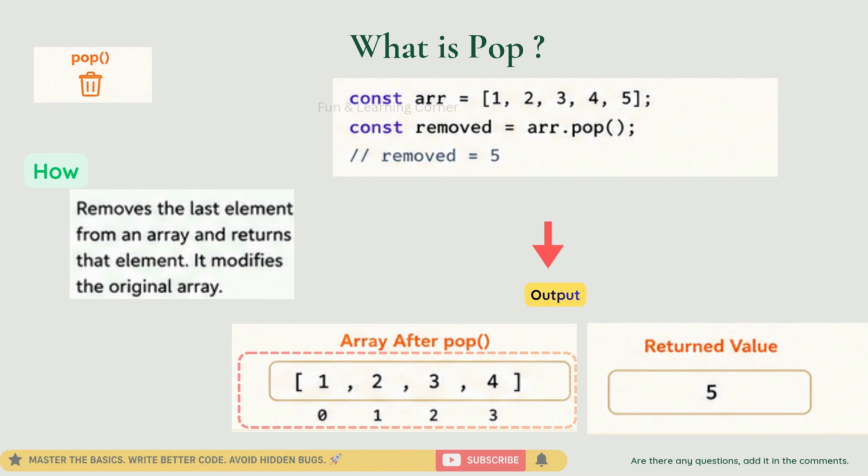Array becomes smaller. Think about a stack of plates in a kitchen. You always remove the top plate first. That's exactly how pop works. Important. Pop changes the original array.